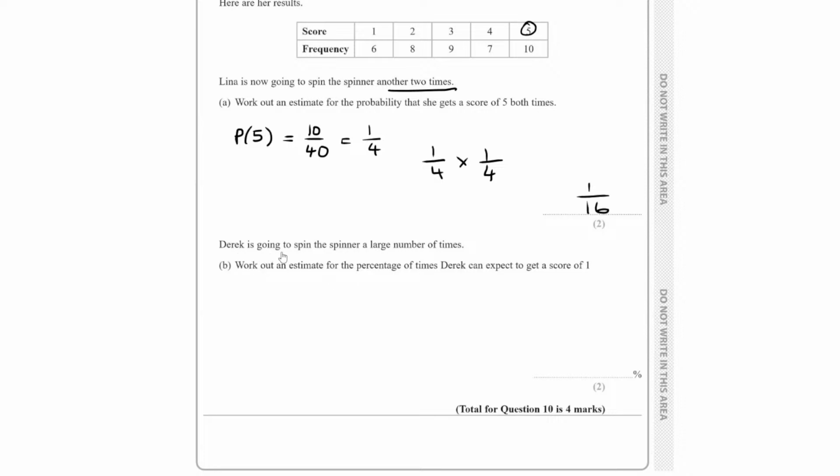Okay, then it says Derek is going to spin the same spinner a large number of times, work out an estimate for the percentage of times Derek can expect to get a score of 1. So looking back at our table, it was 6 times that they got 1. And remember, that was out of 40, wasn't it? 6 out of 40. So that's our fraction, but obviously they want to have it as a percentage. So they're just saying you need to convert this into a percentage. Okay, so whether you make it into a decimal, obviously times it by 100 to make it a percentage.